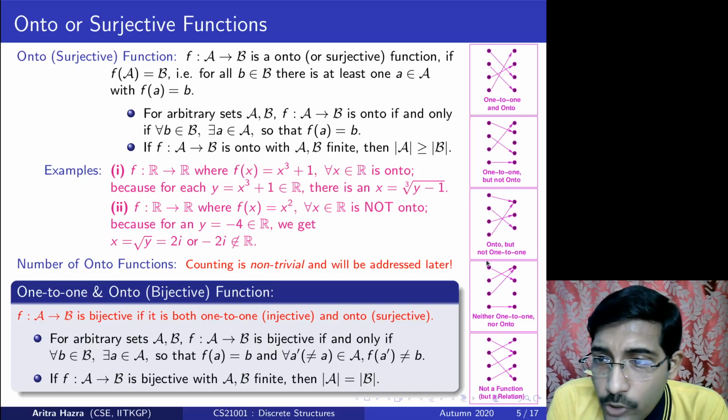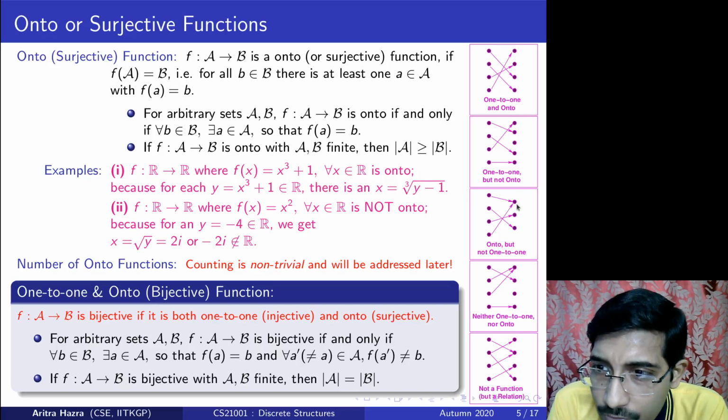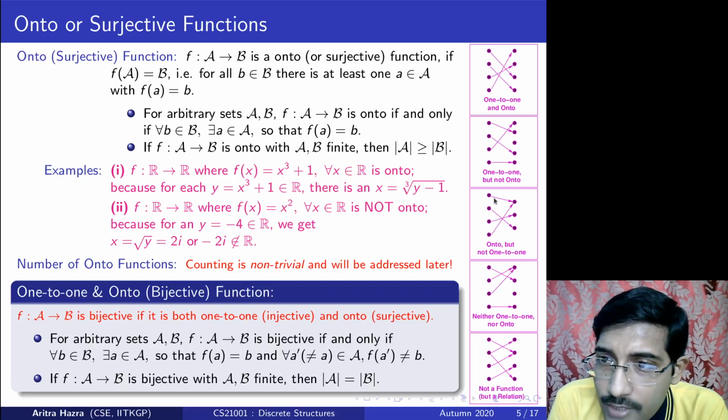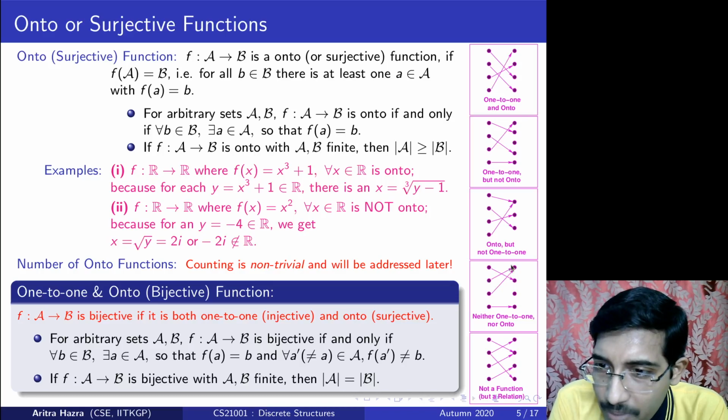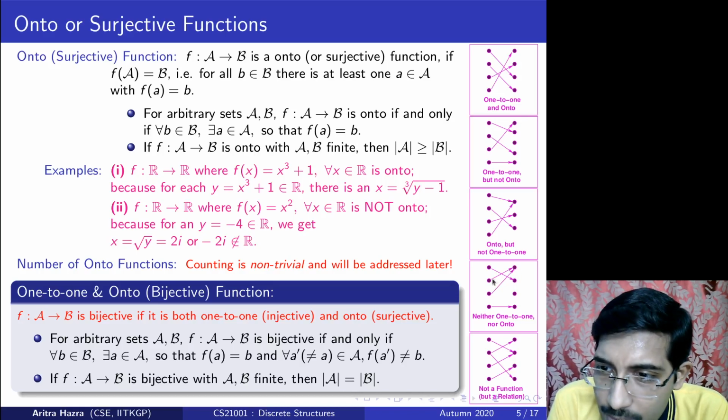This is onto but not one-to-one, because every element in B has an association from A, but it is not one-to-one due to this element in B, because it is associated from two different elements of A, which prevents it from being one-to-one. This one is neither one-to-one nor onto. It is not onto because there exists an element which does not find any association from A, and not one-to-one because this element of B has two associations from different elements in A. So this is neither one-to-one nor onto.